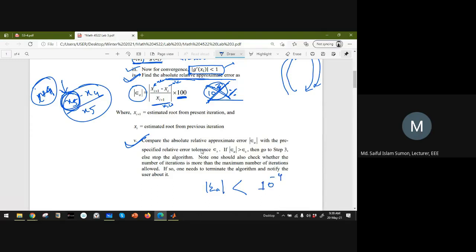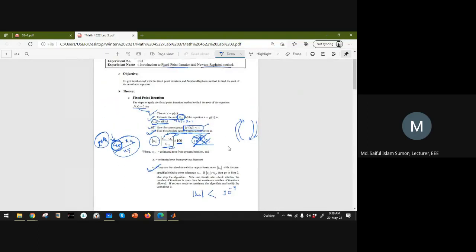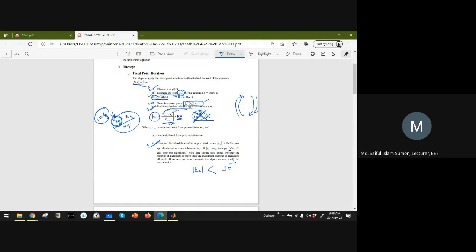If this condition is fulfilled, suppose at the value of i equal to 4 this condition is fulfilled, then I will not go for any iteration. Rather, this x new, that means x5, is my solution.